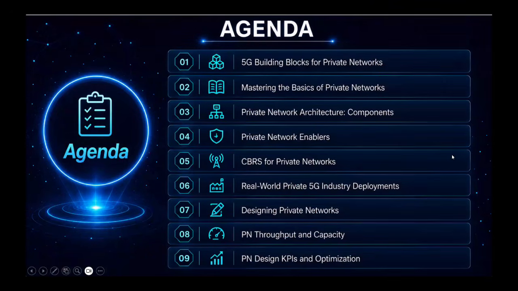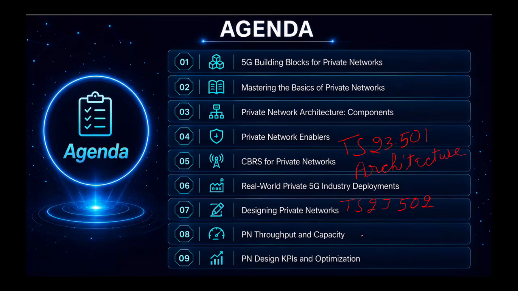Before jumping into the session, you know very well that for 3GPP, for private networks, I follow two basic specifications. One is TS 23.501, which is for private network architecture. Then we have TS 23.502, which is for the procedures. So you should remember these two specifications.